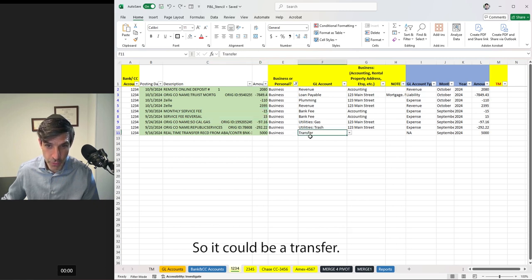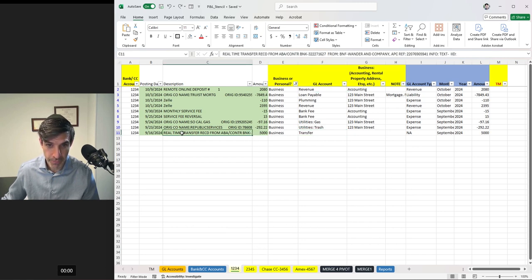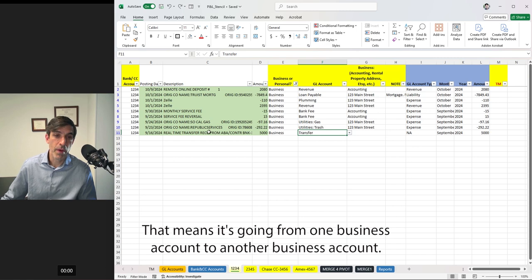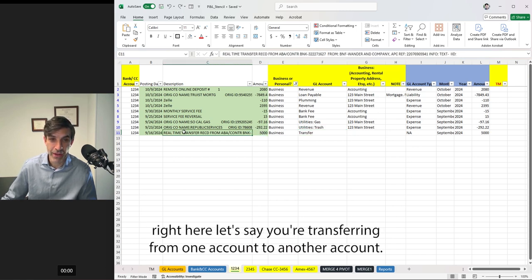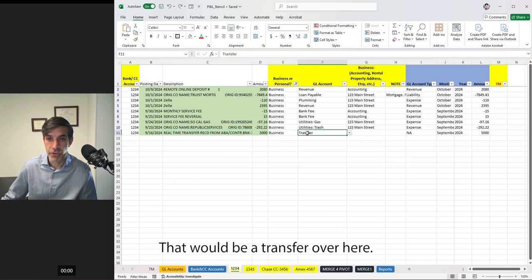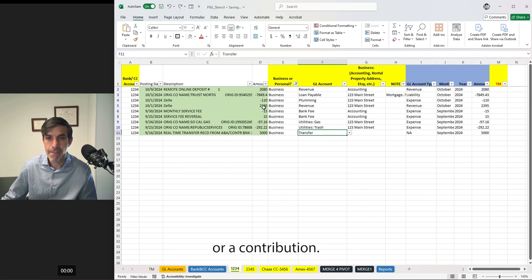So it could be a transfer. It could be revenue. You have to determine what it is. If it's a transfer, then that means it's going from one business account to another business account. So even if it's paying a credit card, so in this case right here, let's say you're transferring from one account to another account. That would be a transfer over here. That's not going to be an expense or a withdrawal or a contribution.